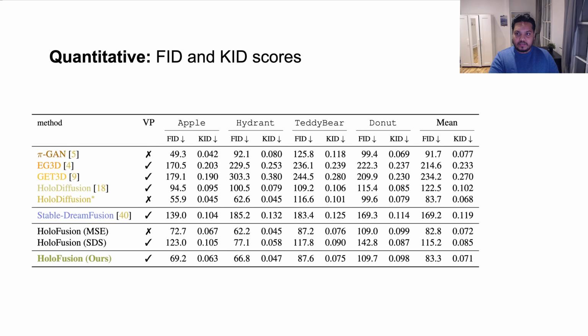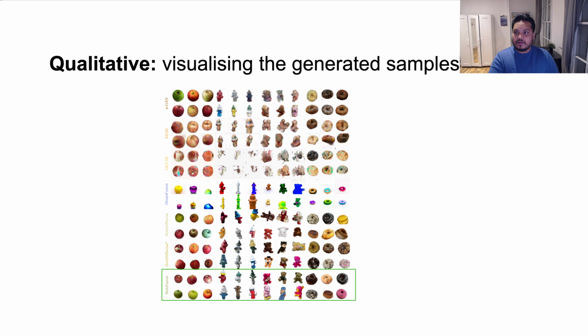These are the FID and KID scores to demonstrate the generative quality of our results. Our full method, last row, surpasses all the baselines in terms of the scores. Although Pi-GAN gets better scores than ours on apples and donuts, its 3D agnostic training procedure doesn't produce 3D consistent samples. Here are some rendered samples visualized for qualitative comparison.